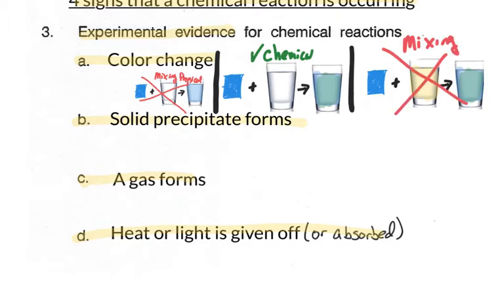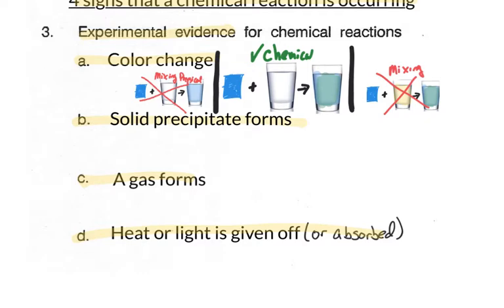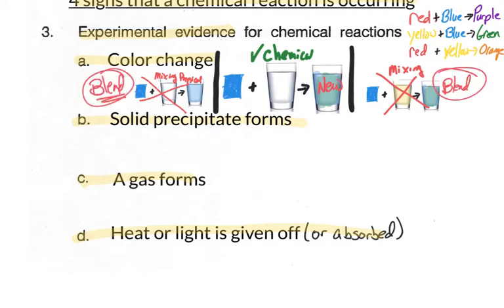So you have to be particularly careful about these. When we're blending colors, you have to know those normal color blends. So red and blue makes purple, yellow and blue makes green. But if we just add one thing and it isn't a color blend, it changes to something completely random, then we're talking about a chemical change.